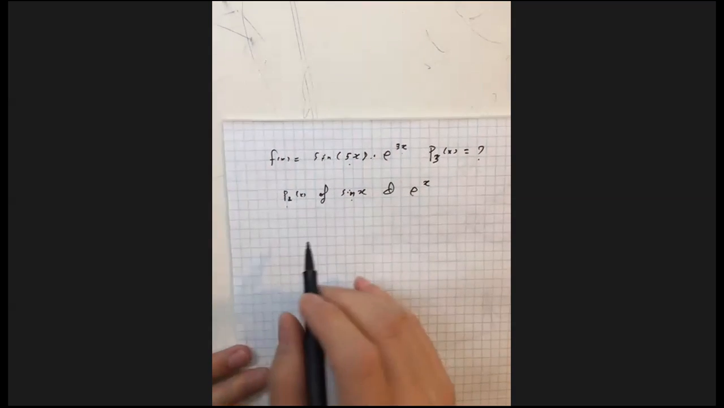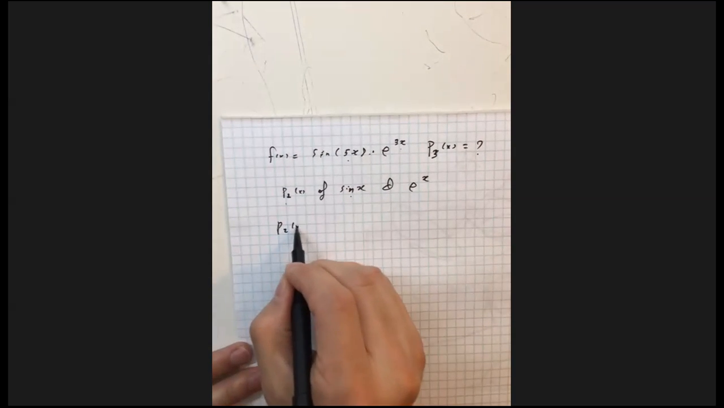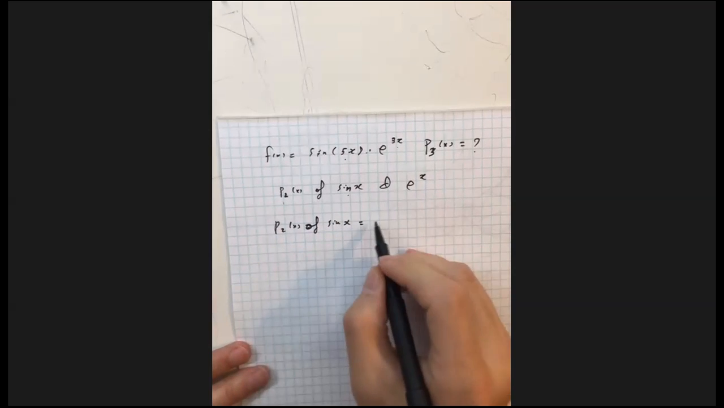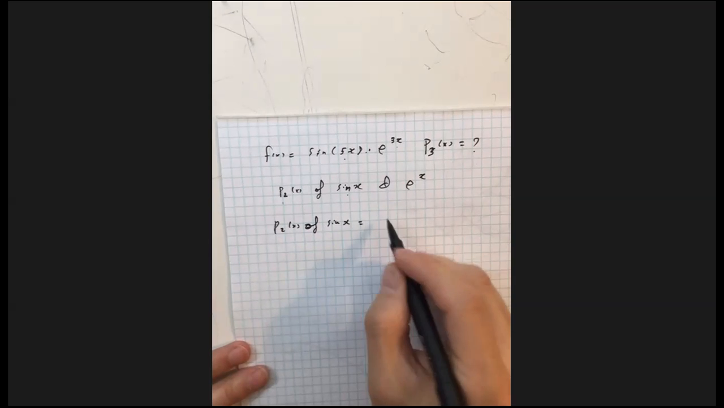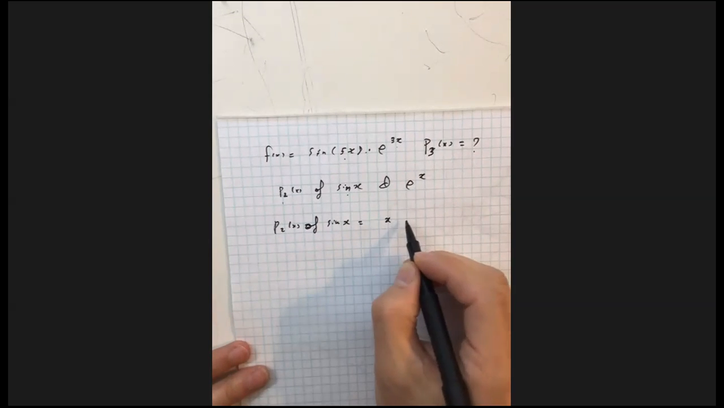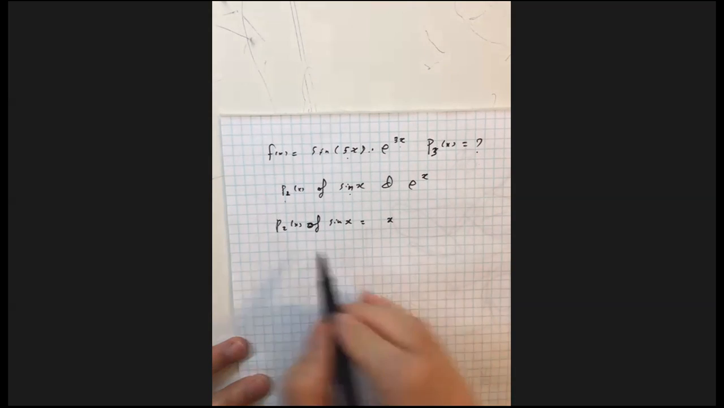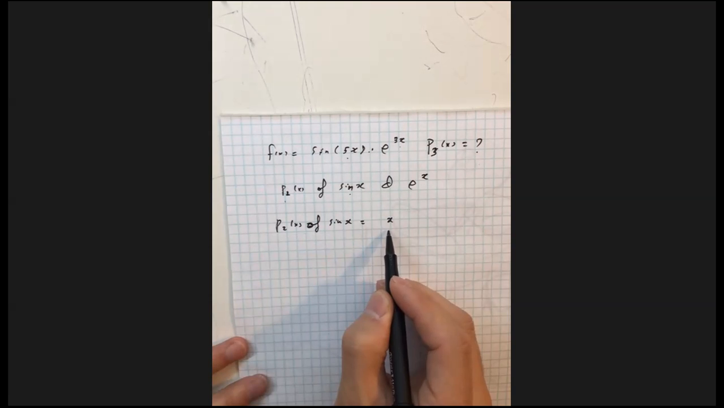Can you do this? Yeah, let me do that. So what is P2(x) of sine? It's actually just x alone, because they don't have a zero order term, and they don't have the second order term. Only odd degree terms appear. Okay, do you guys follow that? Why P2(x) of sine x equals x?